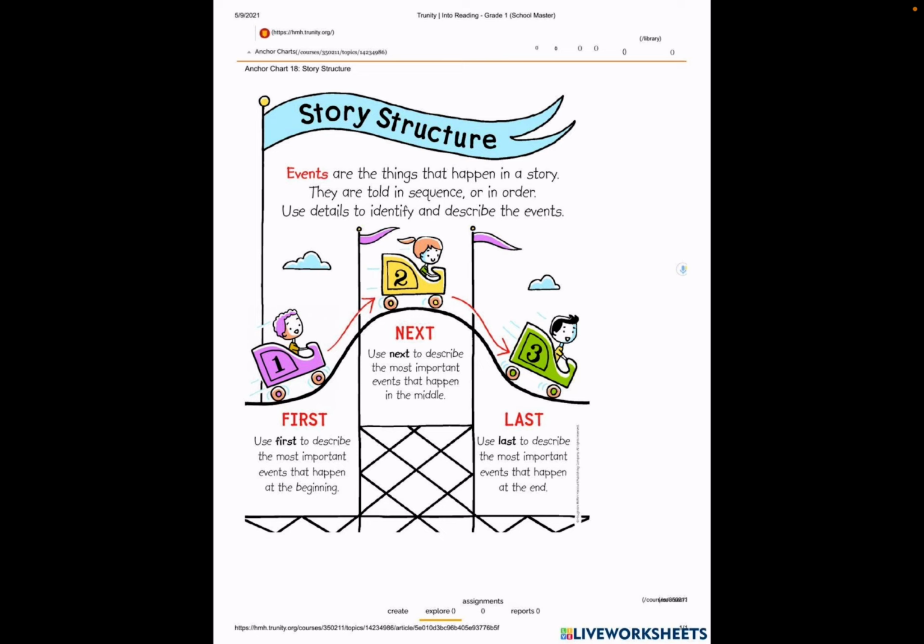So we're going to talk about vocabulary words. Events are the things that happened in a story. They are told in sequence, or in order, and they use details to identify and describe the events. The first one is called the beginning, and it describes the most important events that happen in the beginning. Next, you're going to use next to describe the most important events that happen in the middle. And the last is to describe the most important events that happen at the end.